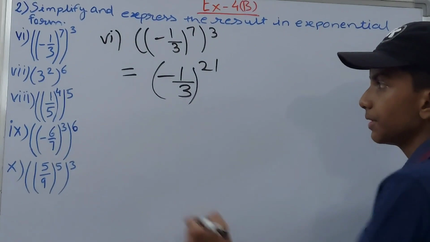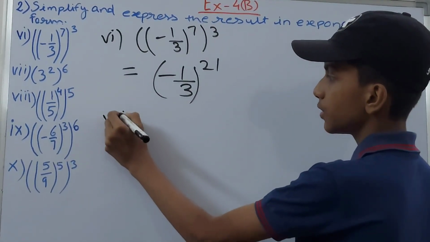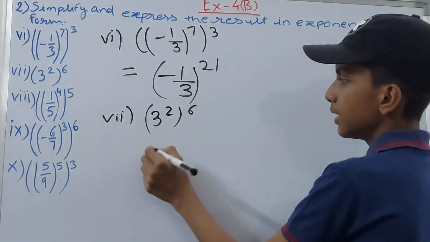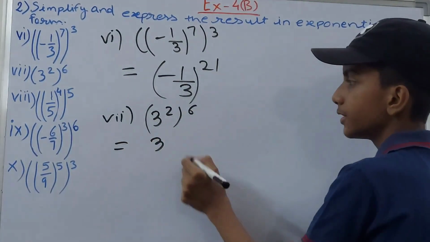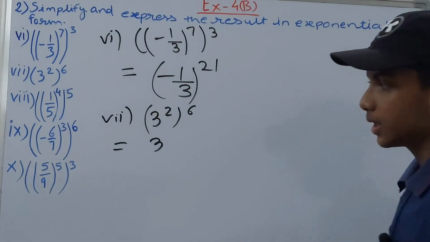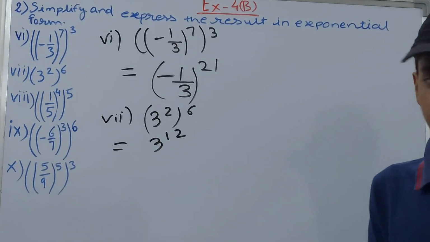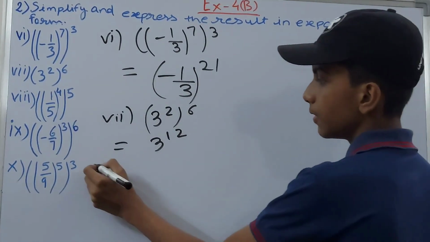Then the seventh part of this question is 3 square, to the power 6. Again simply multiply this, 3 will be as it is, 2 into 6 is 12. So 3 to the power 12. You can write it like this. That's very simple.